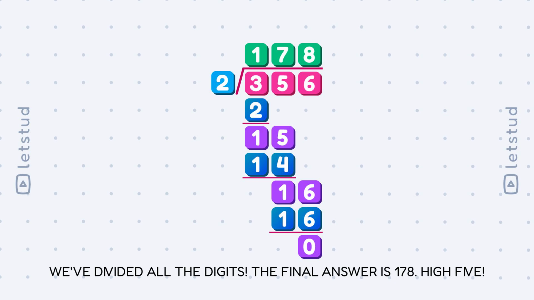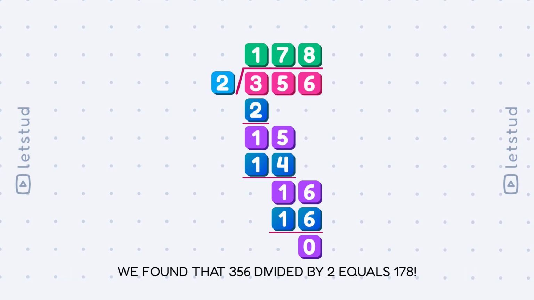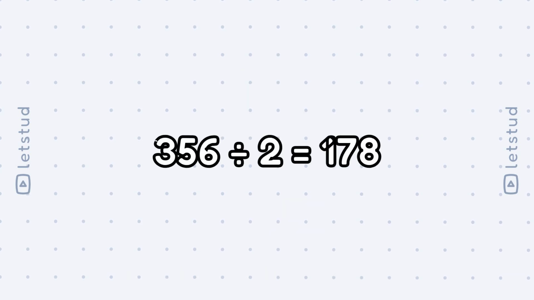We've divided all the digits, the final answer is 178, high five. We found that 356 divided by 2 equals 178. Great job, we successfully divided 356 by 2 using the steps of long division.